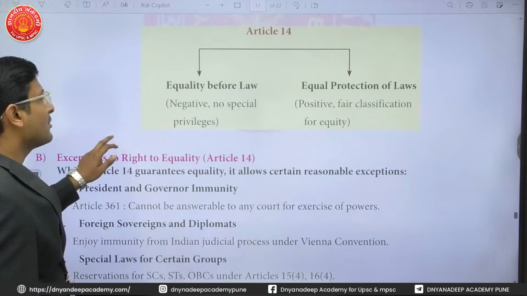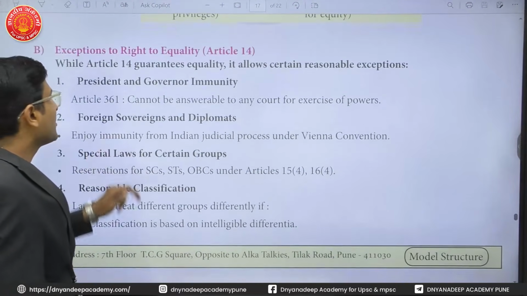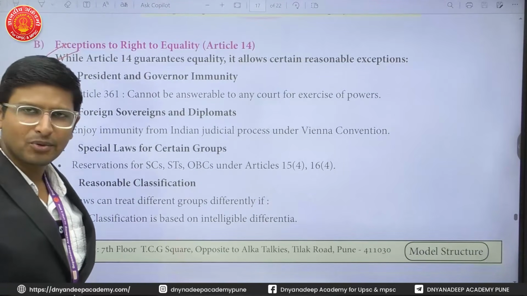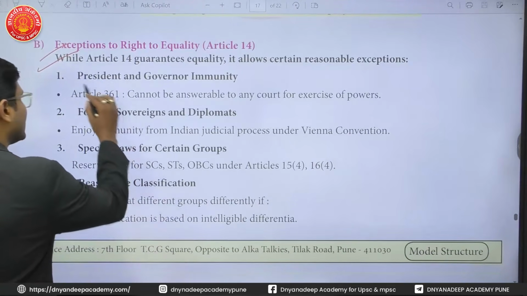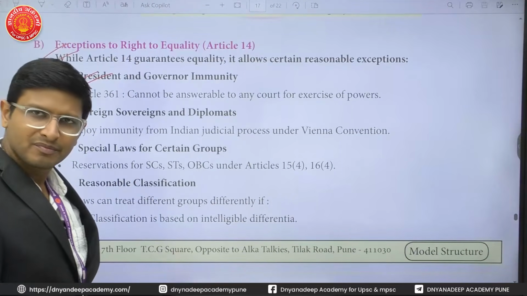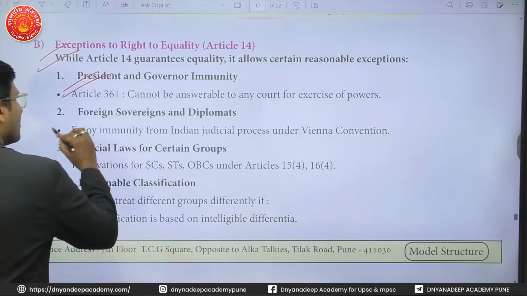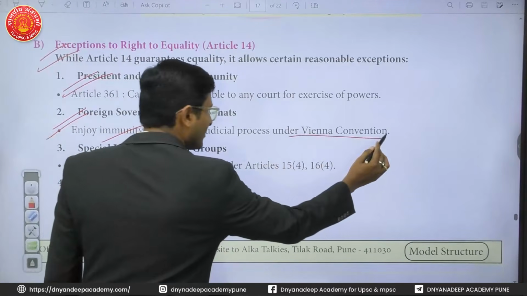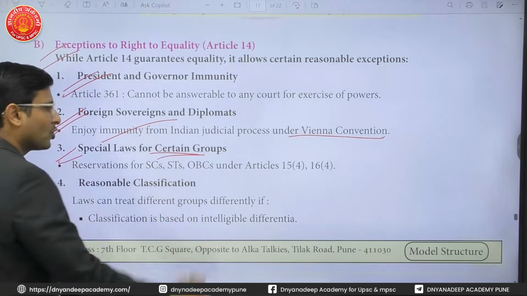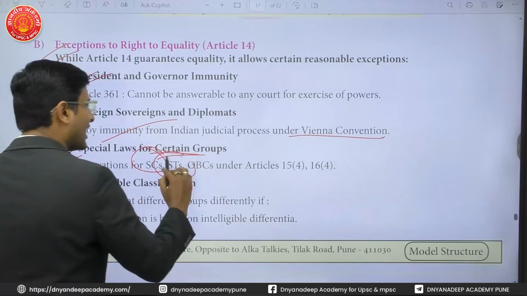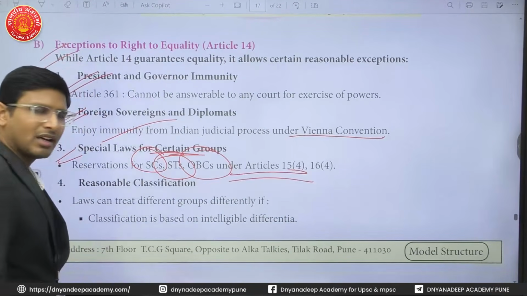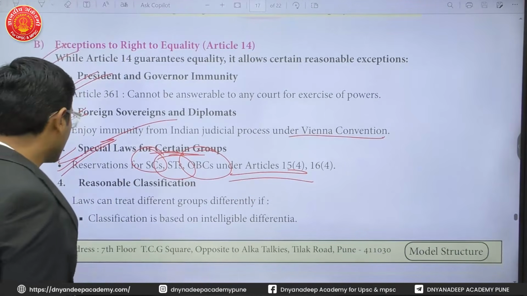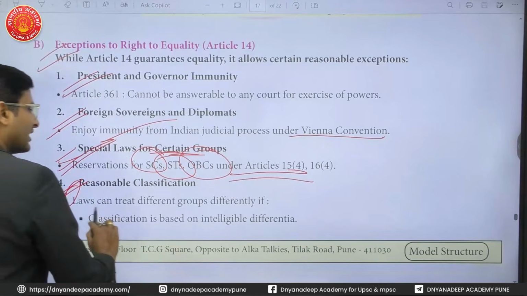So these two dimensions are important under Article 14: equality before law and equal protection of laws. What are the different exceptions given with respect to Article 14? Like the President and the Governor have been given so much immunity. That is the important thing. Second, foreign sovereigns and diplomats cannot be arrested in India under the Vienna Convention. Special laws for certain groups, for example Scheduled Castes, Scheduled Tribes, OBCs under Article 14 and Article 16, have been given special privileges for their welfare. Reasonable classification: laws can treat different groups differently.